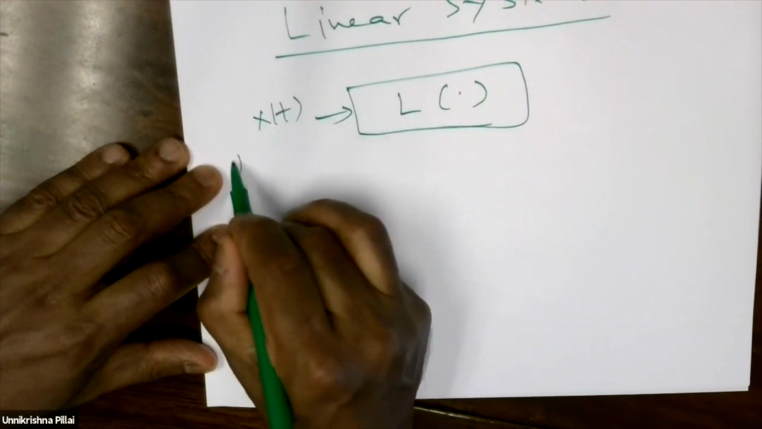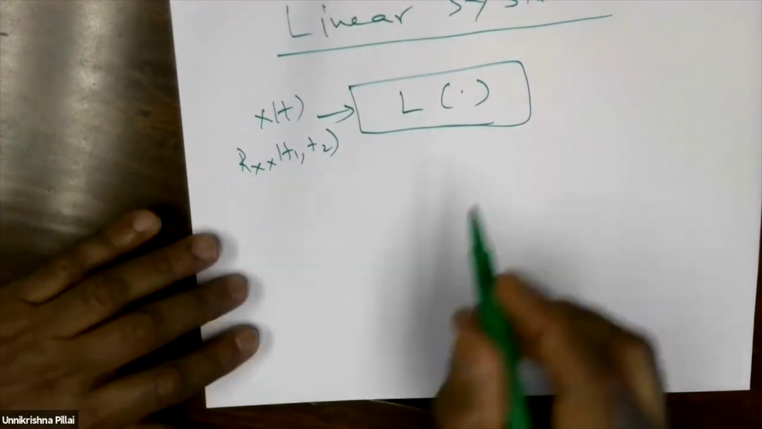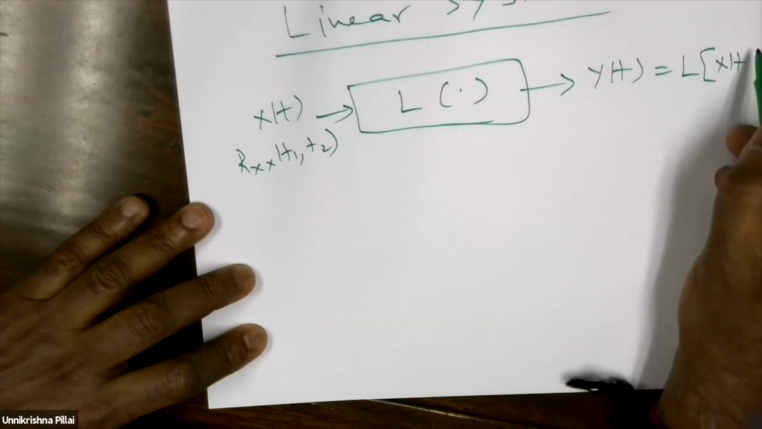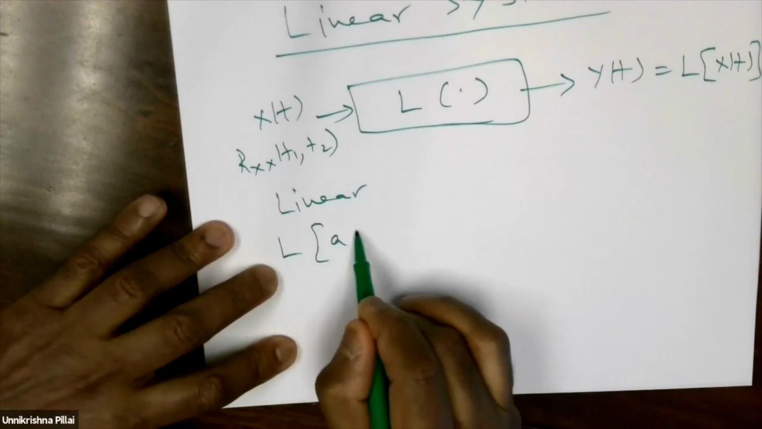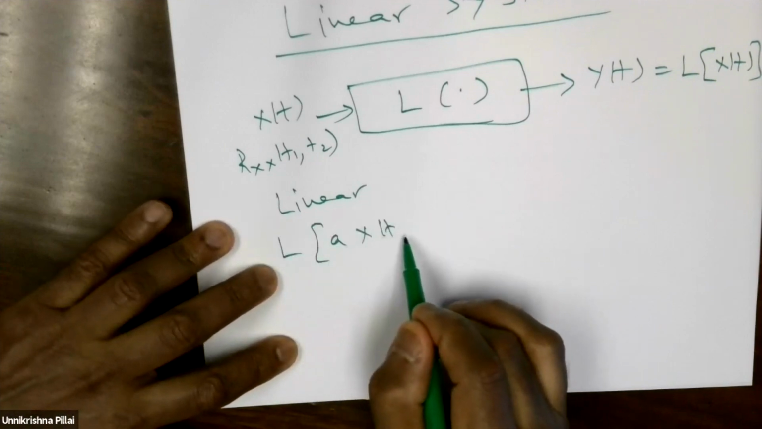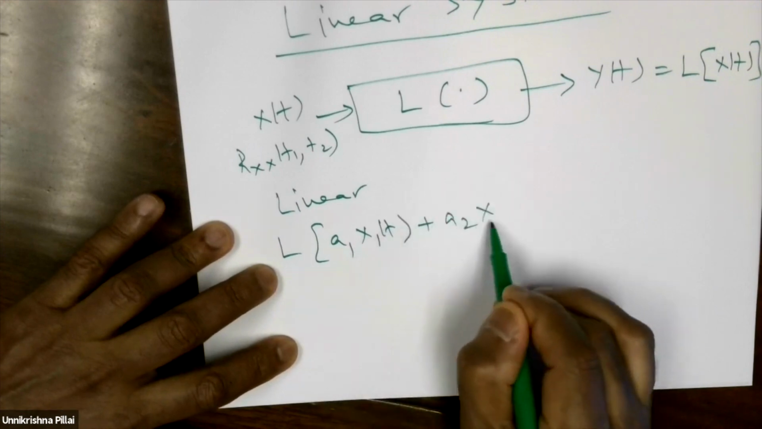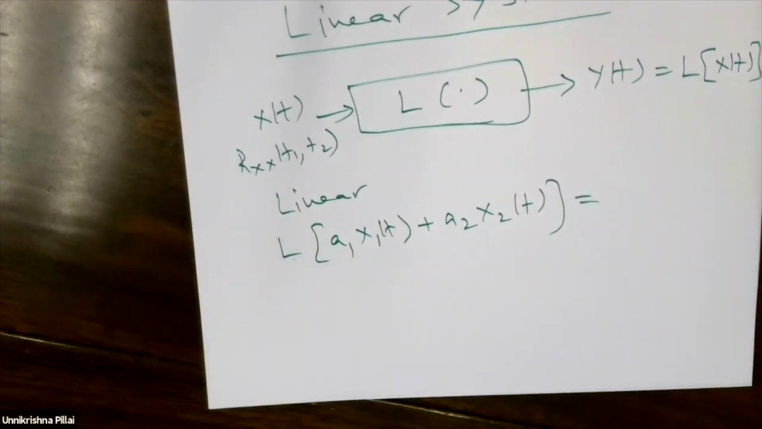So the input is a stochastic process with autocorrelation function R of t1, t2. And I'm going to call y of t the output of a linear system, so it is L of x of t. Linear means what? Anybody? If I have a1 x1 of t plus a2 x2 of t, if I pass it through a system, the linear combination of two inputs, what do you get at the output? Anybody? What does linear system mean?